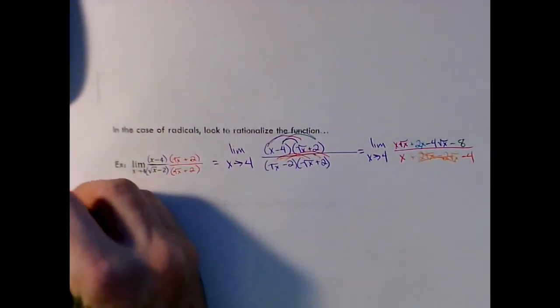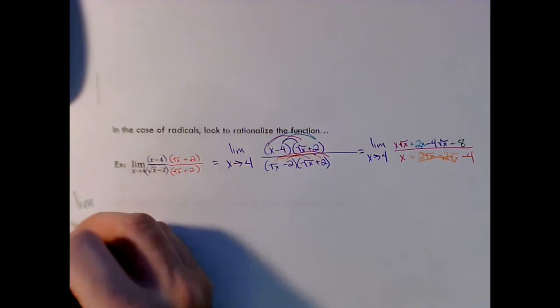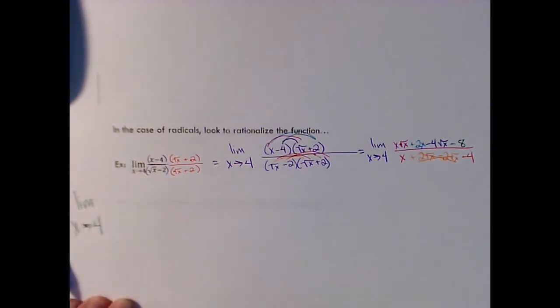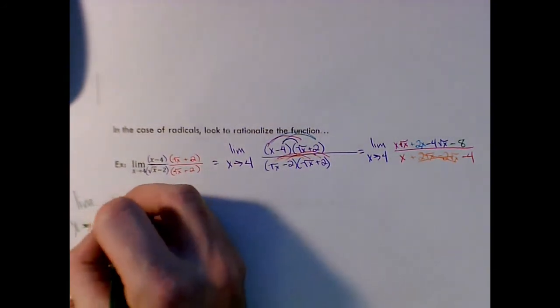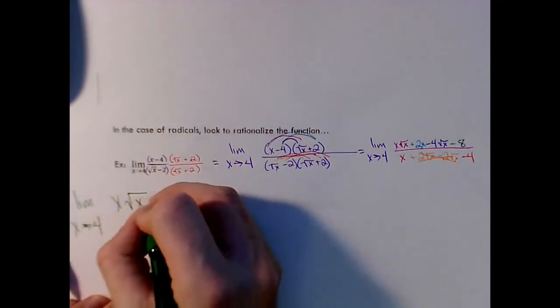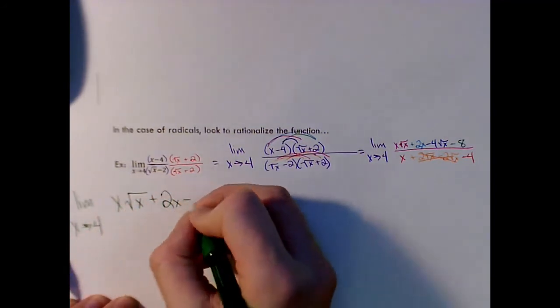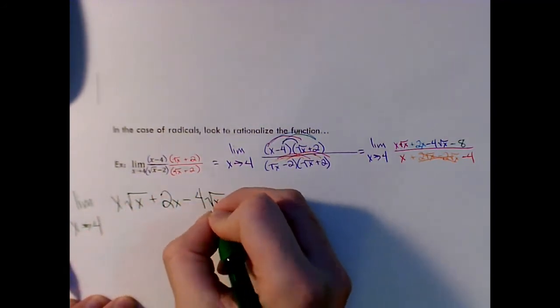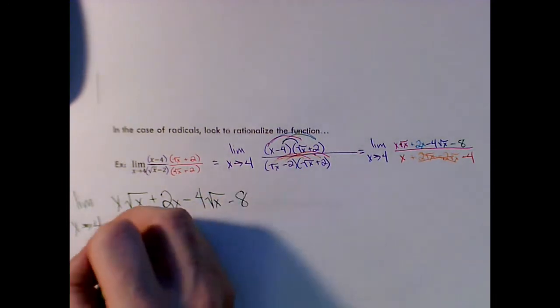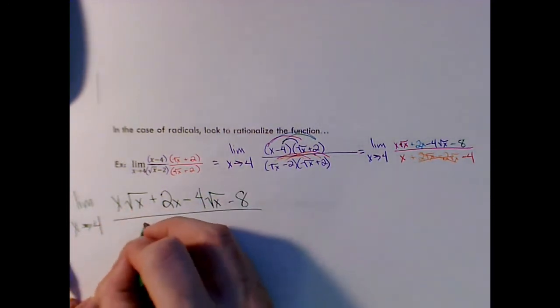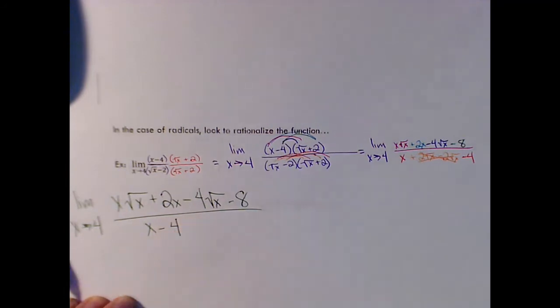I have the limit as x approaches 4 of (x root x plus 2x minus 4 root x minus 8) over (x minus 4). Now, here's the issue, and I'm just going to tell you what's going to happen ahead of time. If I plug in 4, I'm still going to get 0 over 0.